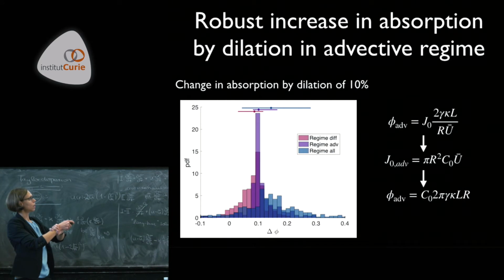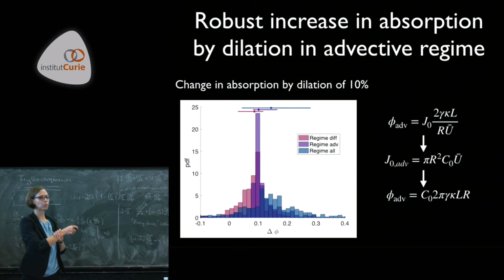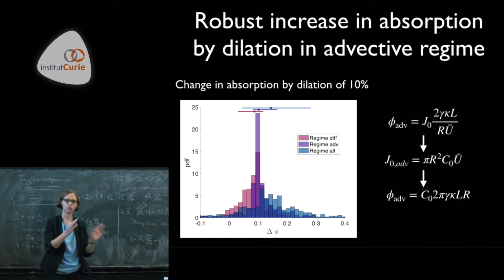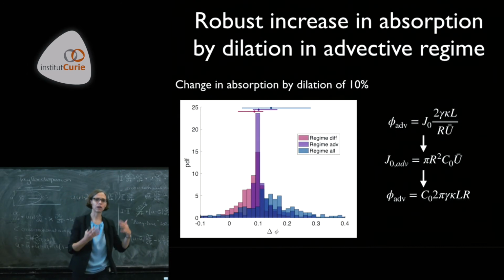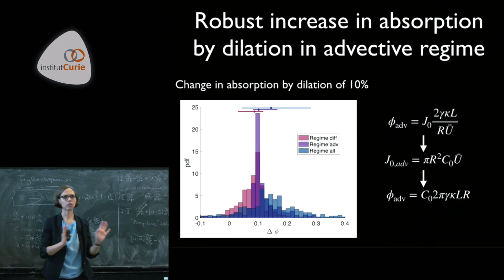And so it's very remarkable that if you have an advective dominated network, then indeed the concentration upstream does stay constant. We can show this. And so you have a very robust increase independent of the hierarchy, the topology whatsoever of the network.